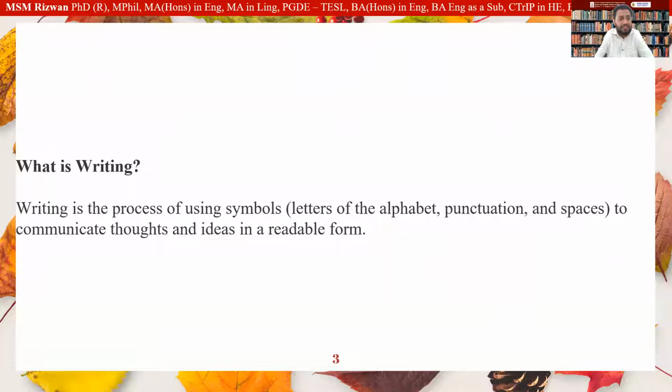Basically, you have to understand the term writing refers to the process of using symbols. Symbols means letters of alphabet, punctuation, and spaces used during the development of writing. You know, what is the intention of using the symbols? To communicate thoughts and ideas in a readable form. Dear students, you might understand what writing is.